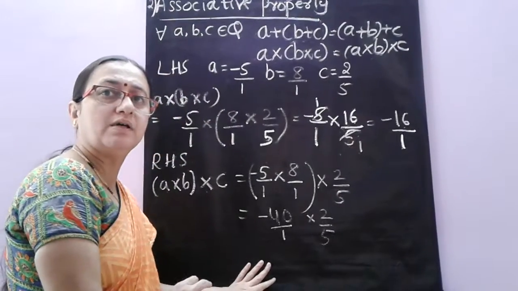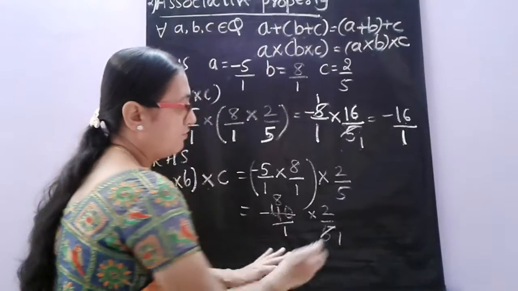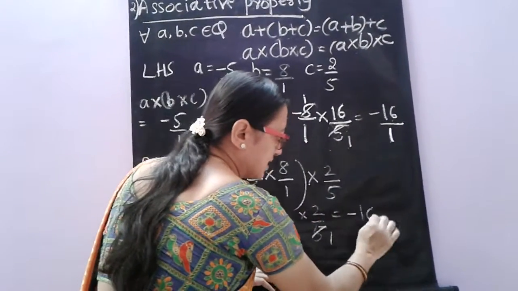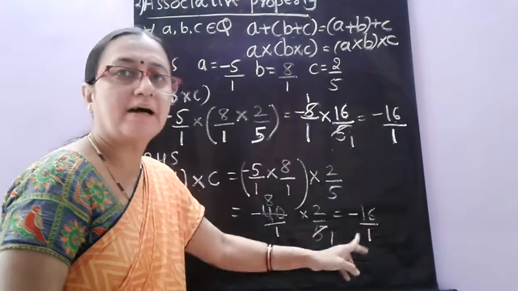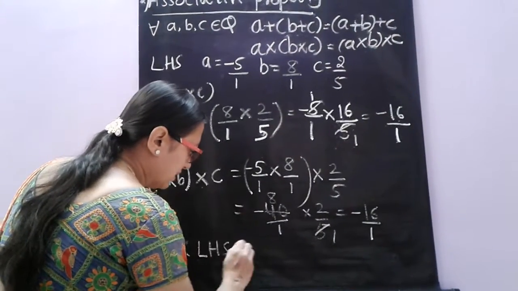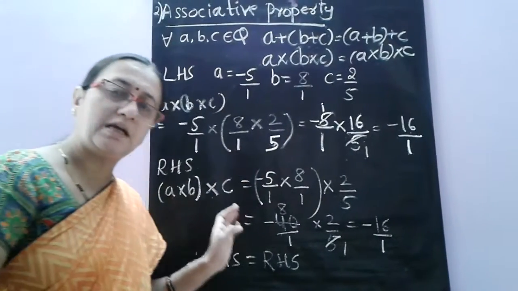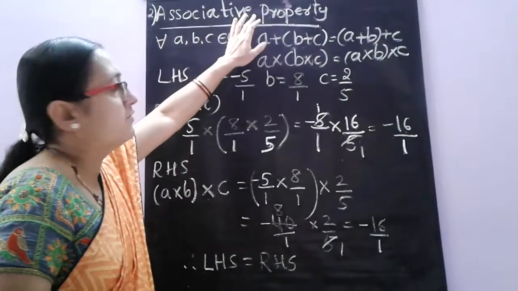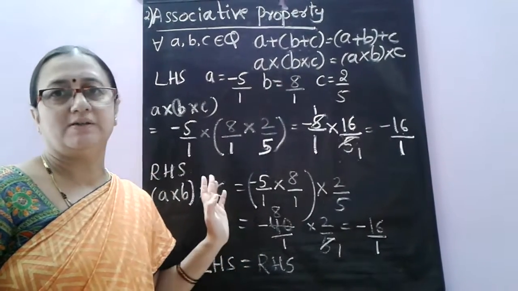Now what can we do here? This is 5 1s are 5, 5 8s are 40. That is equal to 8 2s are minus 16 by 1. It means that LHS and RHS are equal. Therefore, LHS equal to RHS. When LHS and RHS are equal, it means that associative property of rational numbers for multiplication holds good here.